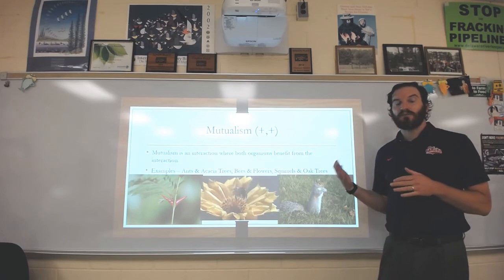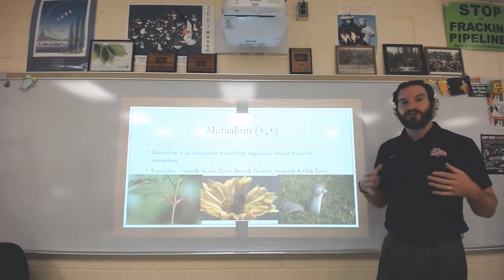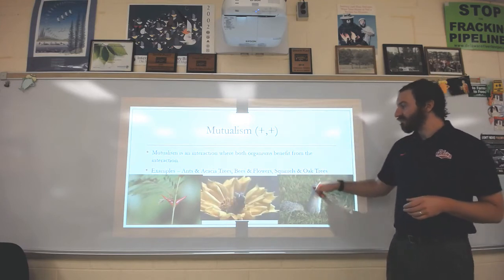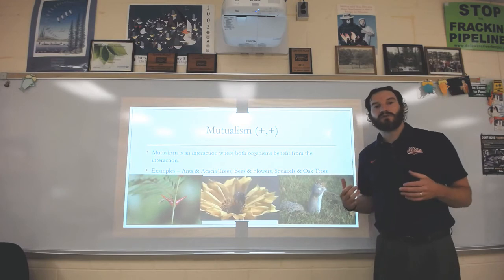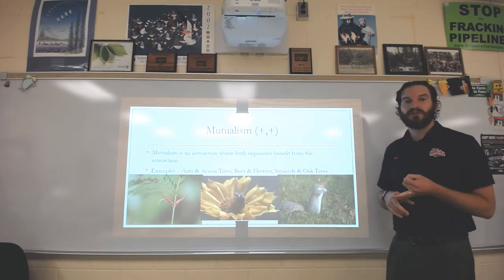So bees are pretty much the method, or the vector, of reproduction for flowers. So flowers benefit because now they're able to reproduce. And finally, we get squirrels and oak trees. Squirrels benefit because they get to eat the acorns. They also get to live up in the trees.